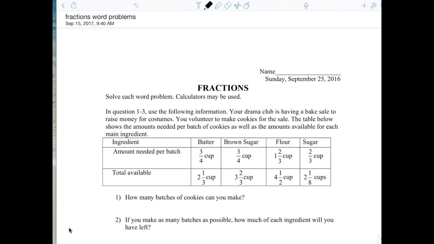All right, is everybody with me on this? So has everybody got their paper up ready to go? All right, so now let's go ahead and get started.